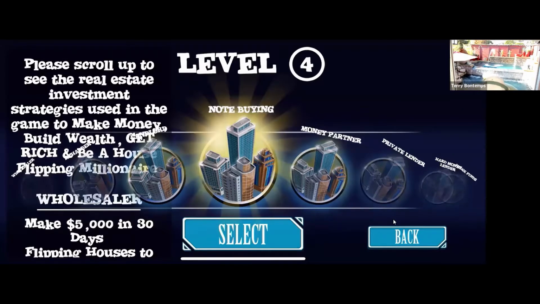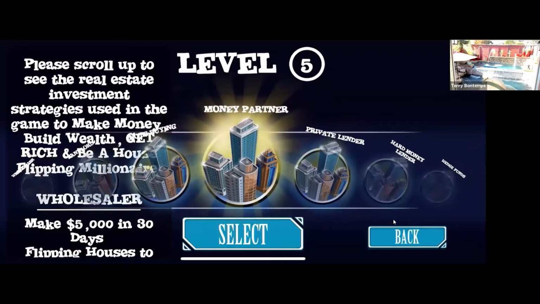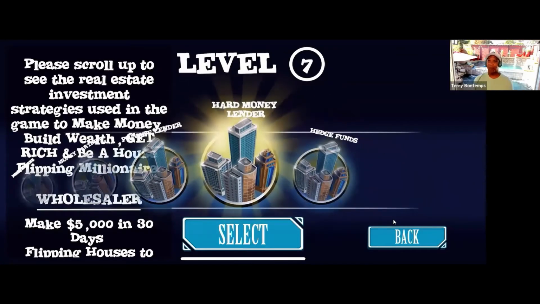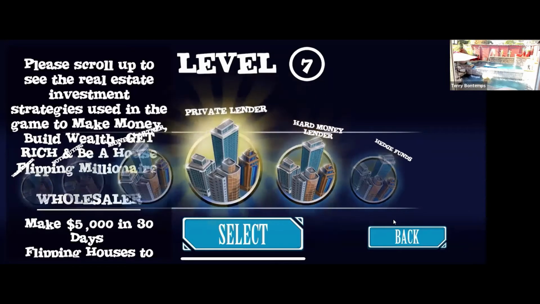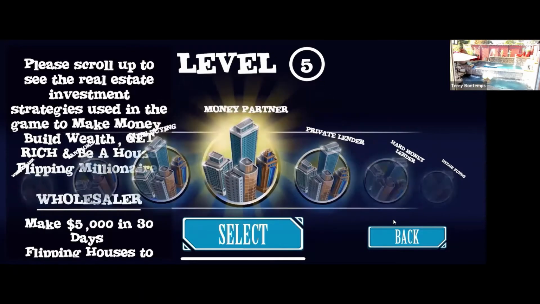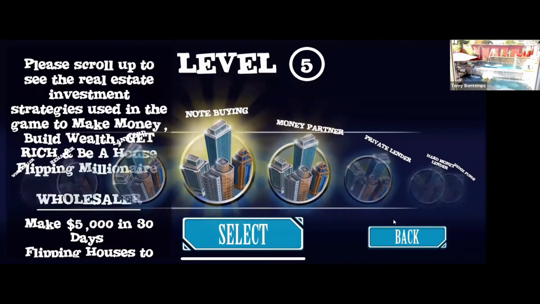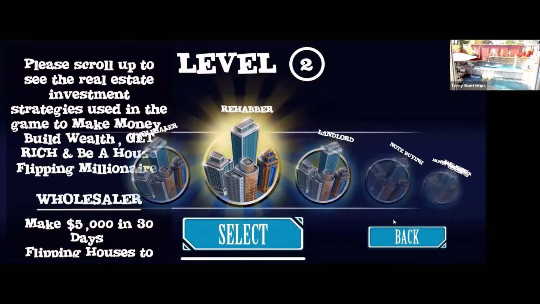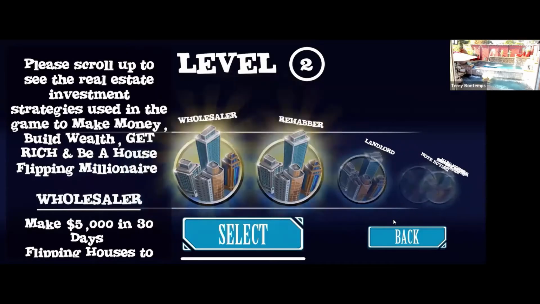All right, keep it going just a little bit, and I'll just give you an overview. Even dealing with hedge funds. Again, I've dealt with hedge funds in real life. I've worked with banks, so I put it into my game. All right, so what we're going to do is go back to wholesaler, because that will open up the app.